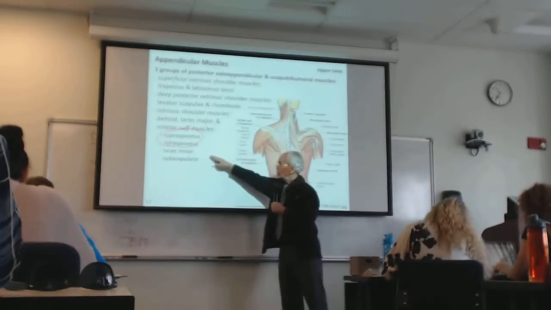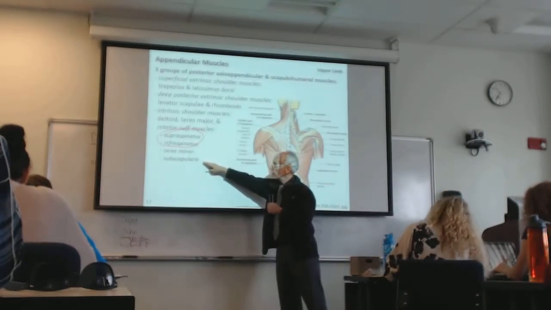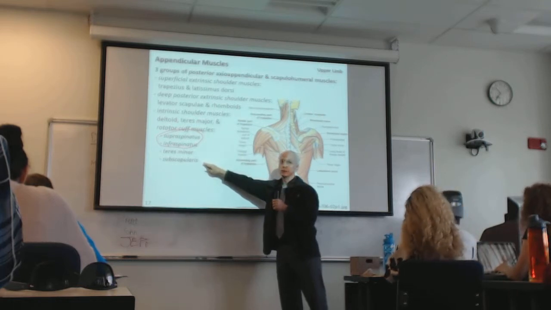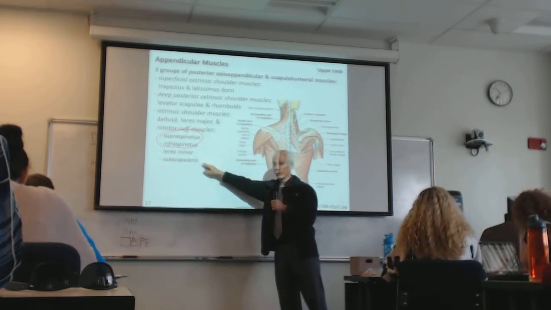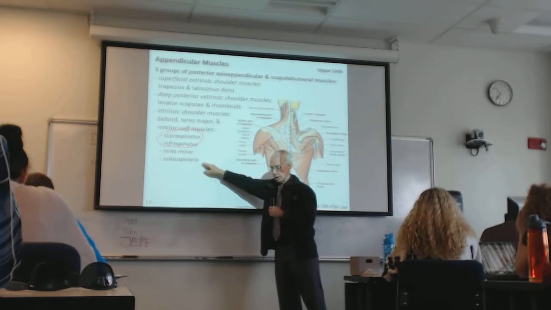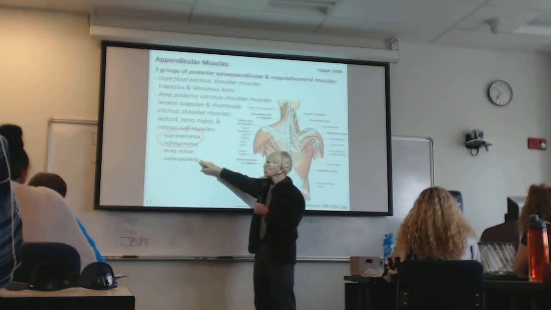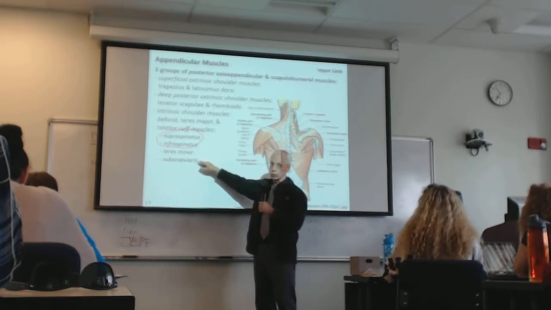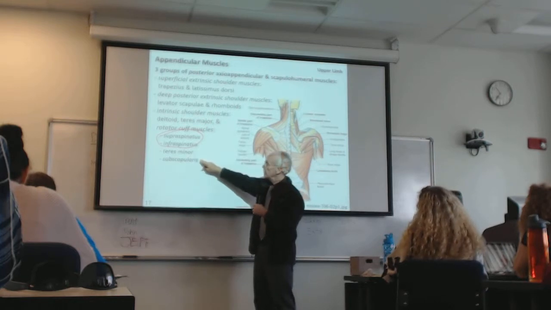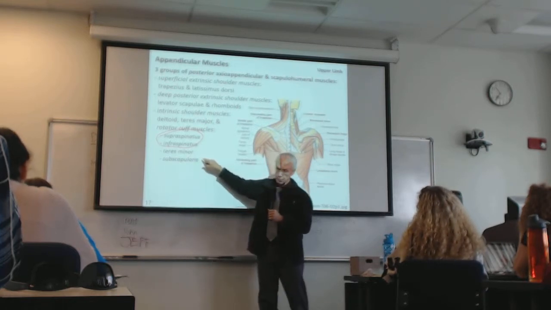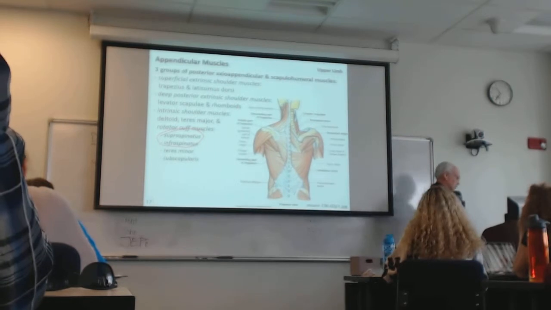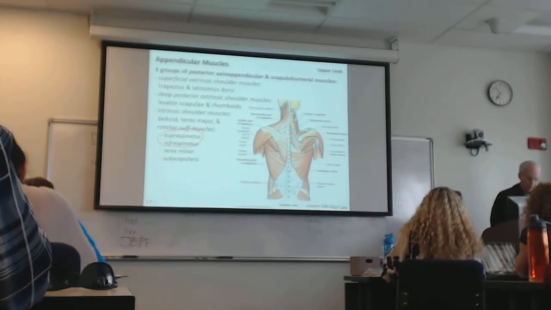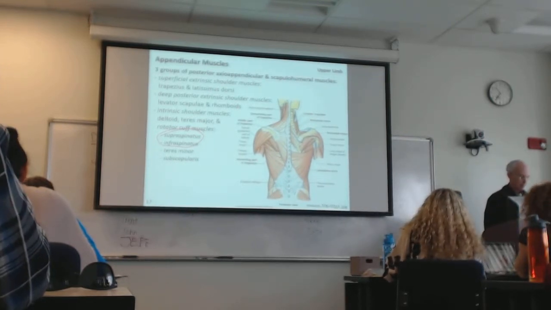Then the teres minor, we'll look at its position, and the subscapularis, which is on the anterior side of the scapula but, unfortunately complicating our anatomical analysis, forms the posterior wall of the axilla. We'll come back to that later. This is an anterior scapular muscle that covers most of the anterior fossa of the scapula.